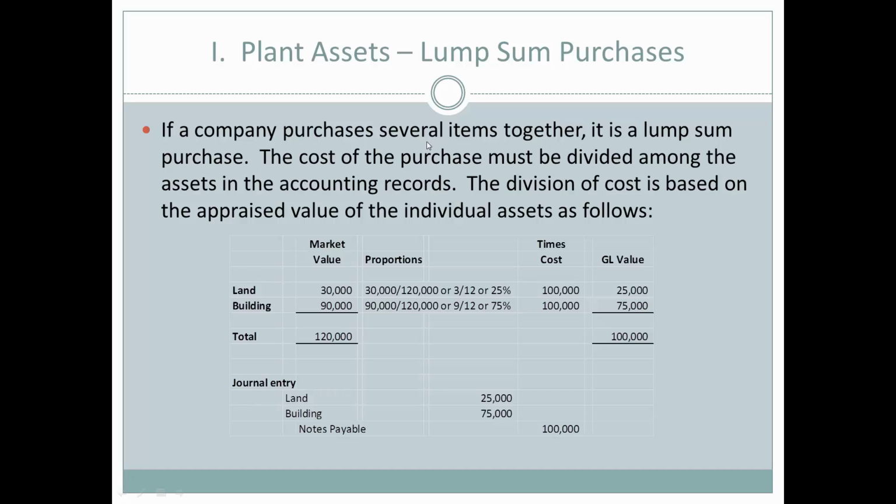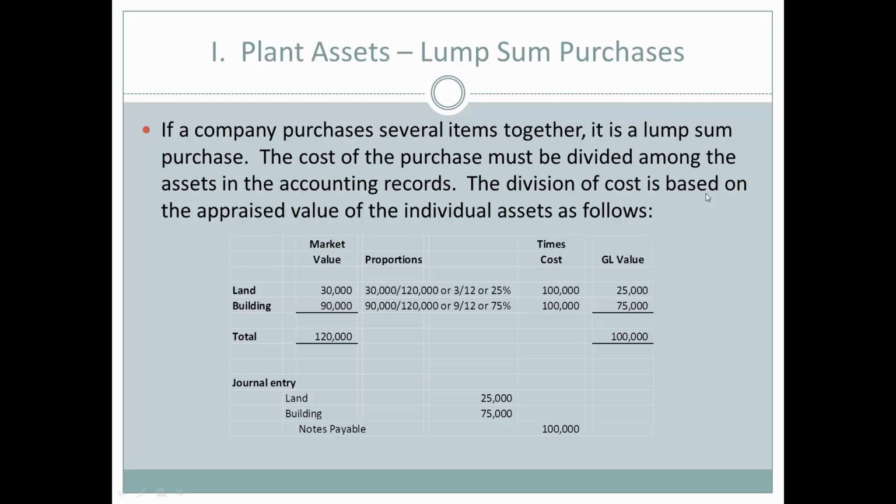If a company purchases several items together, it's called a lump sum purchase. The cost of the purchase must be divided amongst the assets in the accounting records. So you bought everything at one price, and now you've got to divvy up the amount that you paid among all of the various assets in the accounting records, because they probably will be depreciated at different rates.